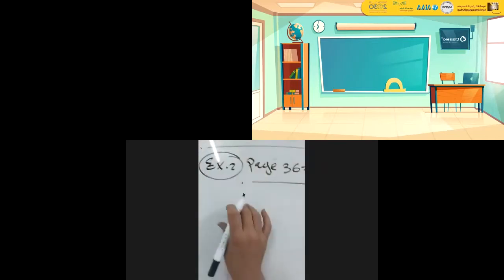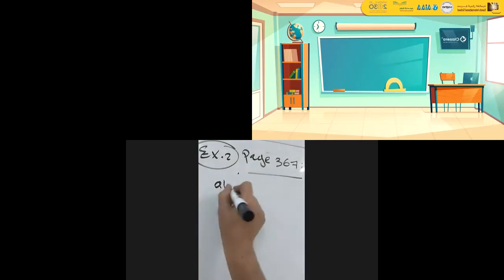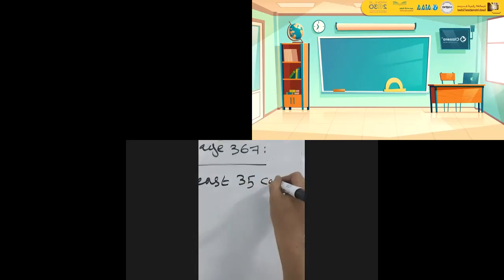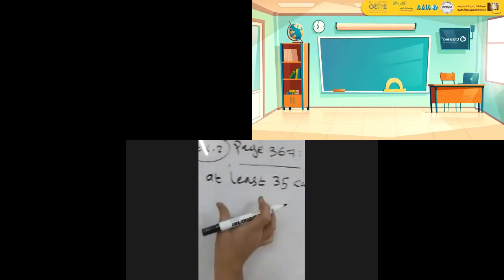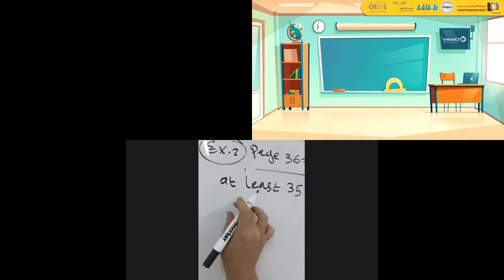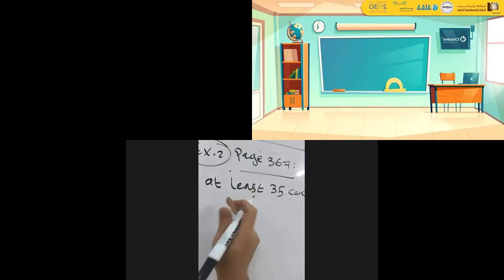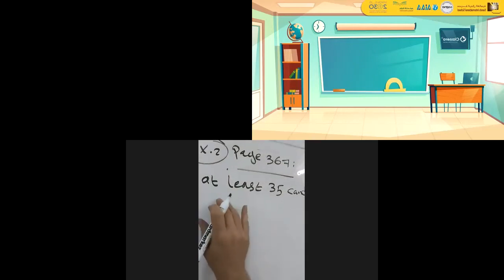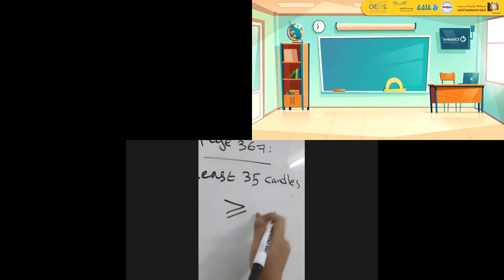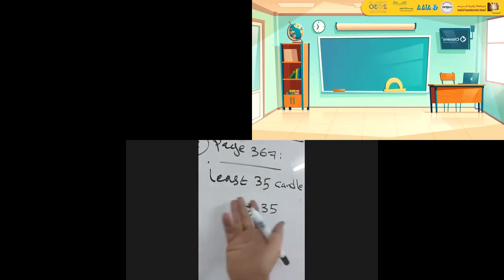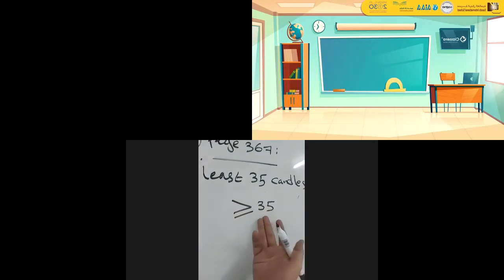So here, the key word, guys, don't forget that: at least 35 candles, right? Now, the words at least tell us the sign of the inequality. At least means what? Mustafa, do you know? x will be greater than. At least means more than or equal to 35. Don't forget that. At least 35 means more than or equal to 35.